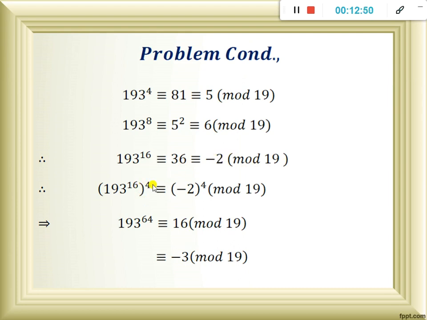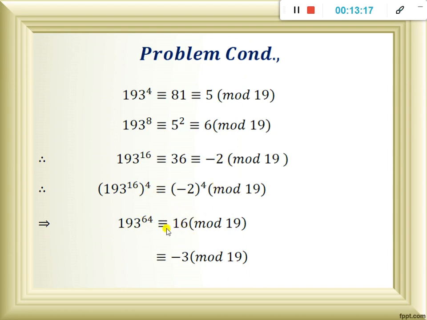Again one more time we are doing this. Each and every time it is not compulsory to square on both sides, you can cube, you can square, you can raise the power to 4, whichever is comfortable to you. So 193 power 16 whole power 4 is congruent to -2 power 4 mod 19. So multiply this, you will get 193 power 64 is equal to -2 power 4, which becomes +16.